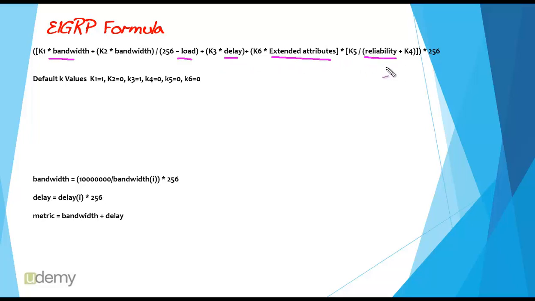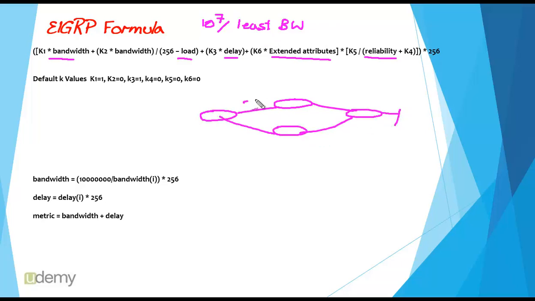Let's define some of these words. Bandwidth is the bandwidth that you configure on your interfaces, and the bandwidth involved in this formula is 10 to the power 7 divided by the least bandwidth. Least bandwidth means the minimum bandwidth of a path from your links. For example, if you have two paths from this router to this network, and a path has two or three links to reach network X, the least bandwidth is selected among these links, and the minimum bandwidth of these links is put in the formula. Therefore, we have 10 to the power 7 divided by least bandwidth, and the bandwidth involved in the formula is in kilobits per second.